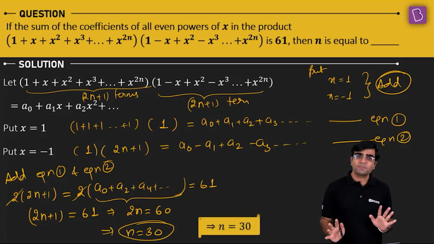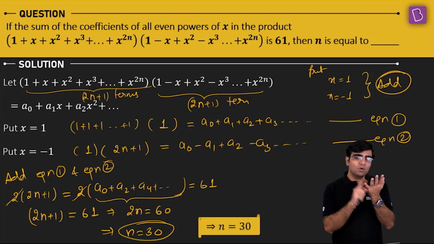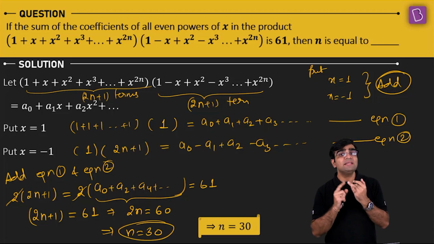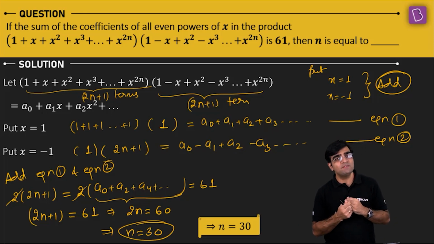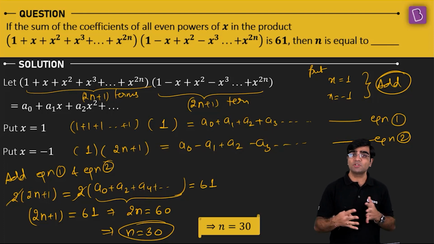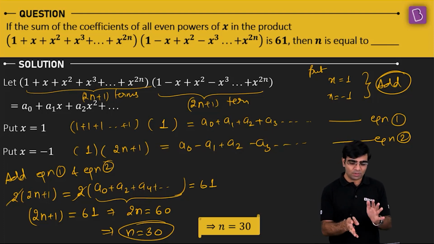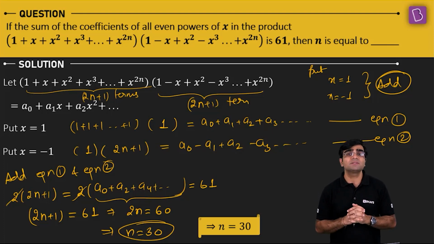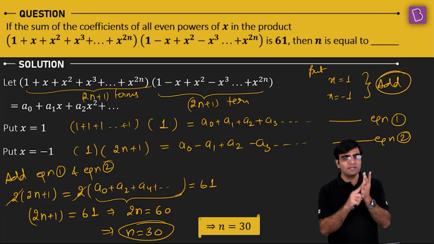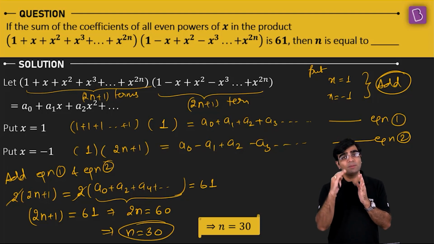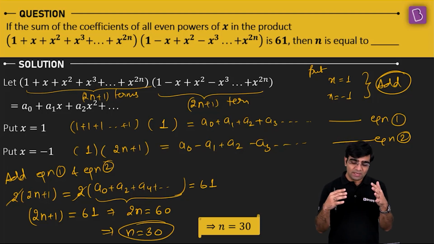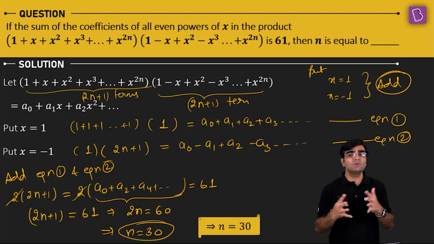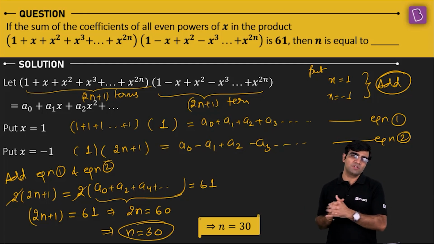That's a different thing. The logic is, if you want to reach the sum of the coefficients of all the even powers of x in this product or in this type of products, whatever the expansion is, you have to put x equal to 1, you have to put x equal to minus 1, then you have to add both of them, such that you are finally left with only the even power coefficients, right?